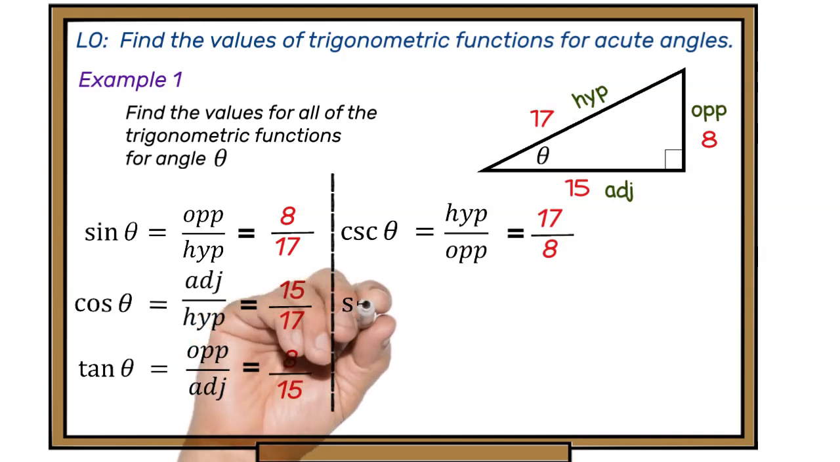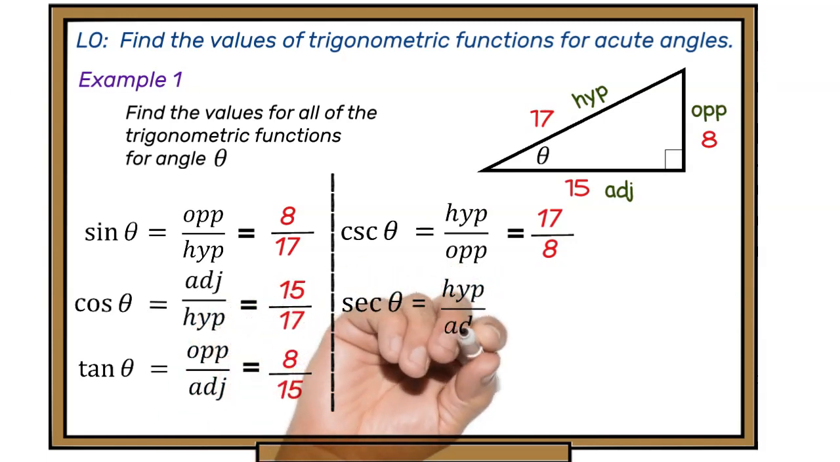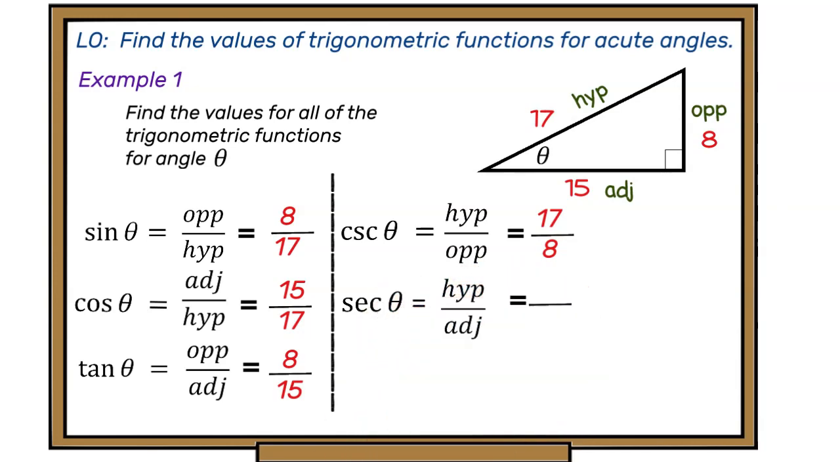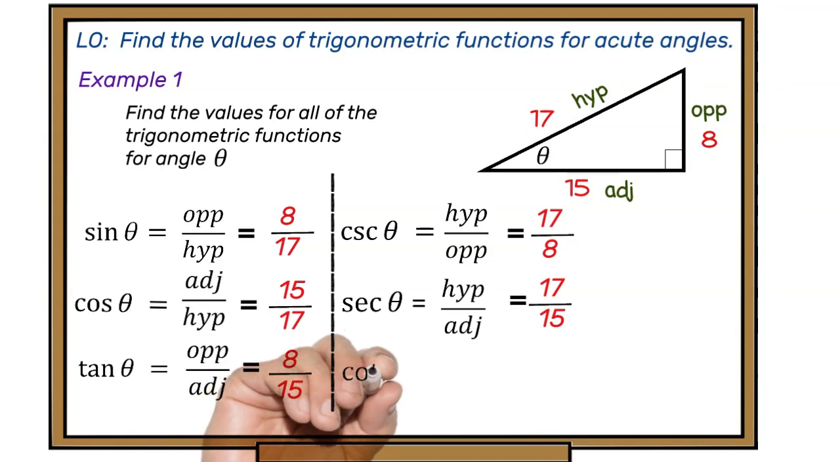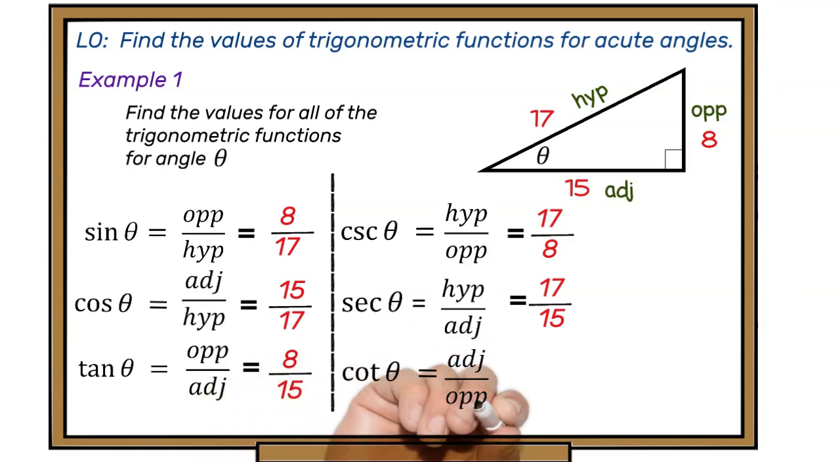is 17 over 8. Secant theta, hypotenuse divided by adjacent, so this is 17 over 15. And the cotangent is adjacent divided by opposite, that's 15 divided by 8.